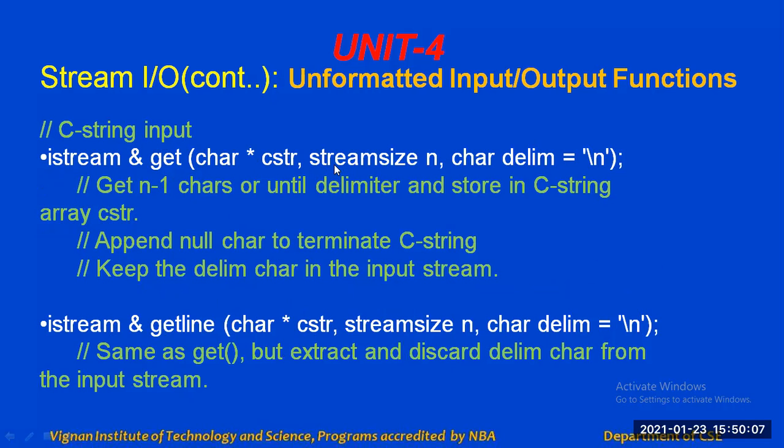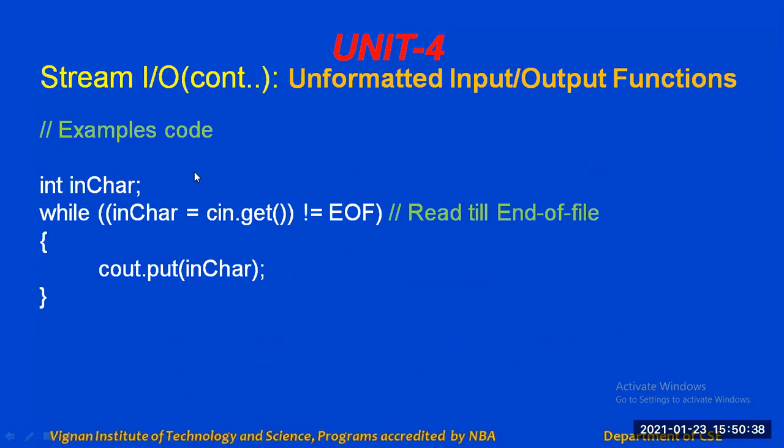Another syntax is get with a C string, which reads up to n minus one characters or until some delimiter is encountered, that is, the delimiter backslash n. The getline function is the same as get, but it extracts and discards the delimiter character from the input stream. Suppose the delimiter is backslash x, this can be discarded while reading. This is one example code which we can use to read a text file until EOF occurs. This loop will be repeated until the entire file is read.